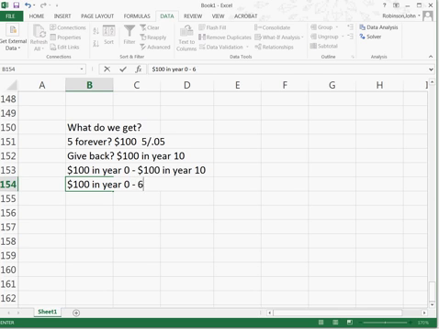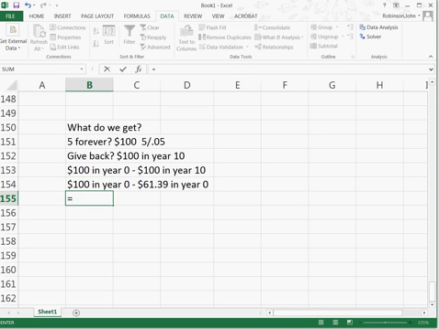Do you see how these two lines are actually the same thing? This one is 100 in year 0 minus 100 in year 10. This one is 100 in year 0 minus $61.39 in year 0. All we've done is do an interest rate conversion. It's like going from Celsius to Fahrenheit. So we've converted this now to year 0, and since we have year 0 in both cases, we can do 100 minus 61.39 and get the value right there.